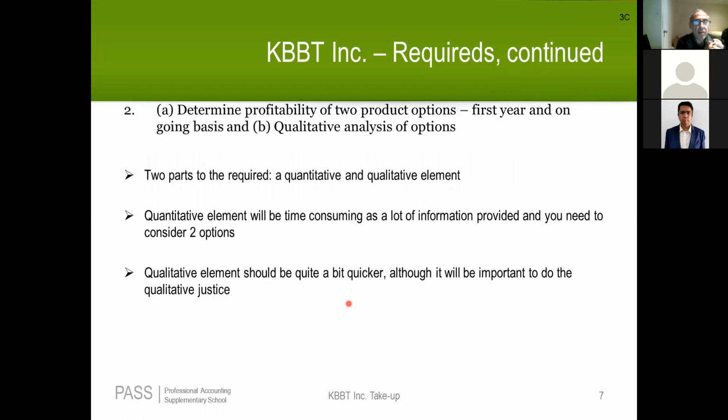The second required, you're dealing with the profitability of the two products and you're doing quantitative analysis, you're also doing qualitative analysis. The quantitative element will be the more time consuming because you have a lot of quantitative information provided. You've also got two separate options to consider, so you've got quants for both. The qualitative element should be a lot quicker, although it'll be important to do it justice. You can't just leave 2 minutes for the qualitative. You do need some time for it. So the way I would have broken up my time is probably about 15 to 20 minutes for the quants, because the quants is far more time consuming. You can probably do justice to the qualitative in somewhere between about 5 and 10 minutes.